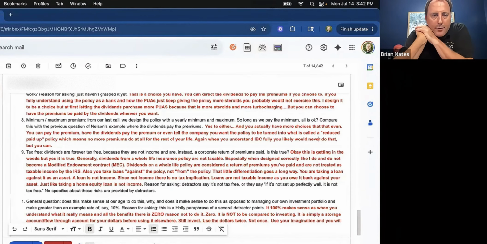Okay. So the tax freedom dividends are forever tax free because they are not income and are instead a corporate return of premiums paid. Is that true? This is getting in the weeds, but yeah, true. I'll say generally, dividends from a whole life insurance policy, especially from a mutual company, the kind we use, are just not taxable when designed correctly. Yeah, when designed correctly, like I do, make sure it doesn't become a MEC.